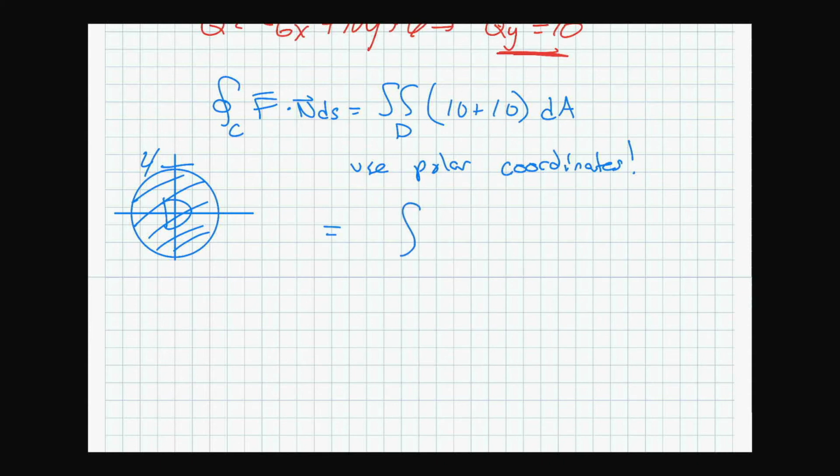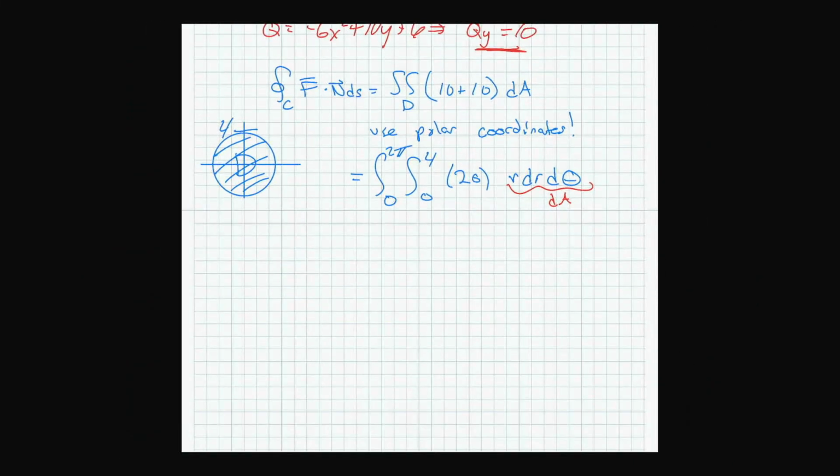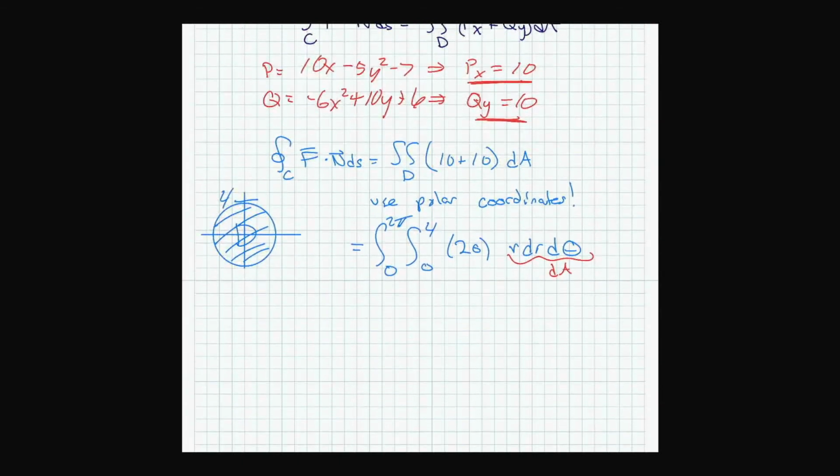When you're integrating over a disk in polar coordinates, we know that r goes from 0 to 4 because the radius is 4, and we're going to go all the way around the circle, which is 0 to 2 pi. Then you got your 20, and your dA is r dr d theta. That's your dA. Okay, so polar coordinates is going to be really easy there, and then we should just be able to integrate this. No big deal. We won't even need a computer.